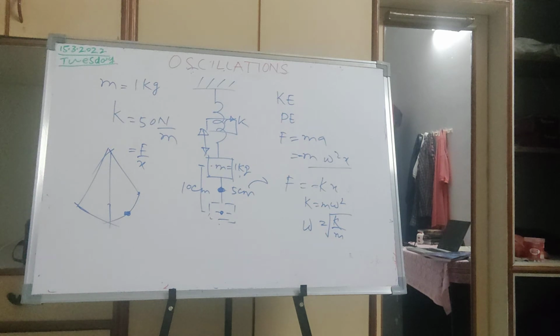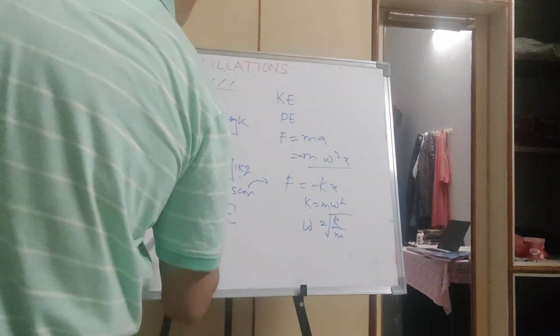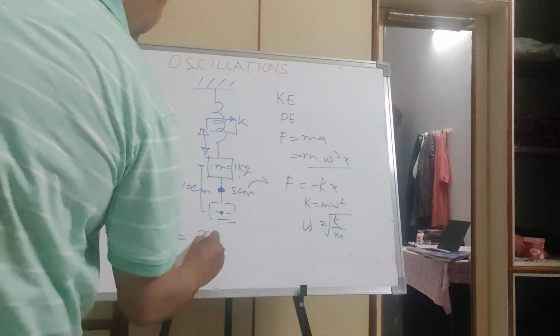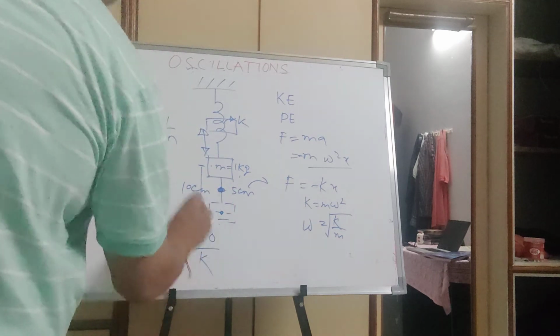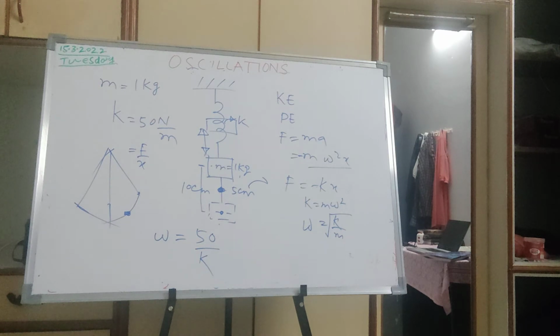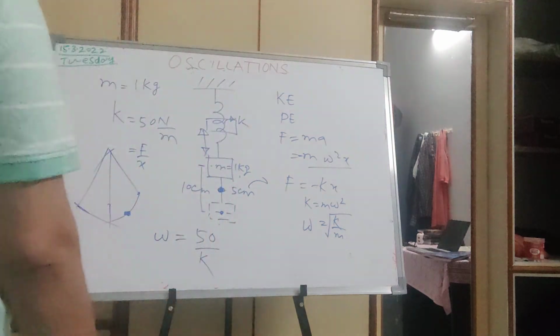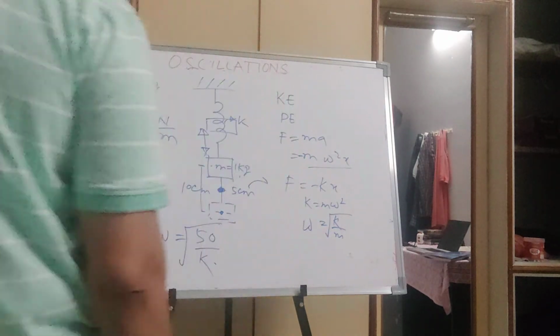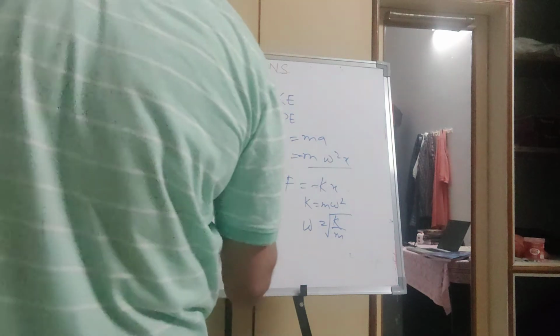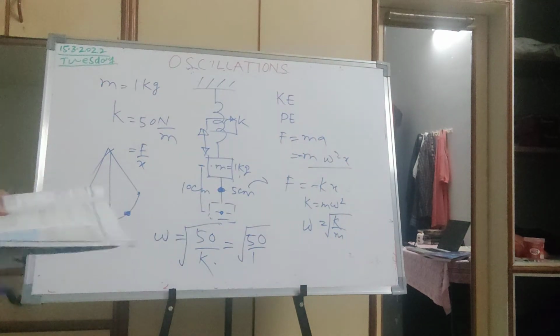With this understanding of angular frequency or angular velocity, we can find out what our omega is here. Omega is equal to square root of 50 divided by 1 kg. Everything is in SI units here. So K is 50, mass is 1, and angular velocity is the square root of 50 by 1. That is the omega value.